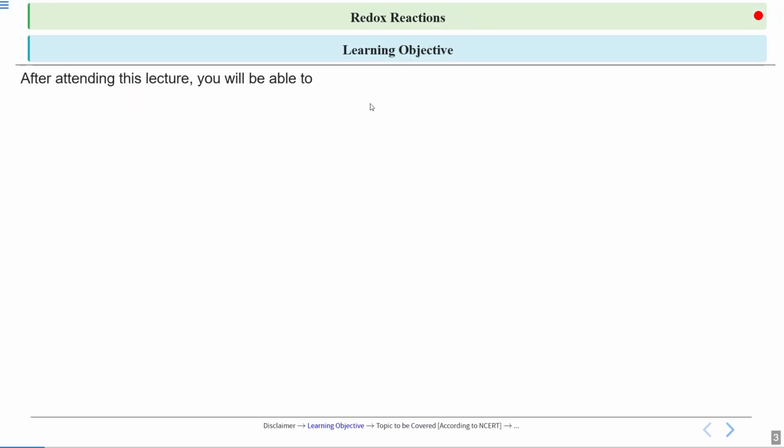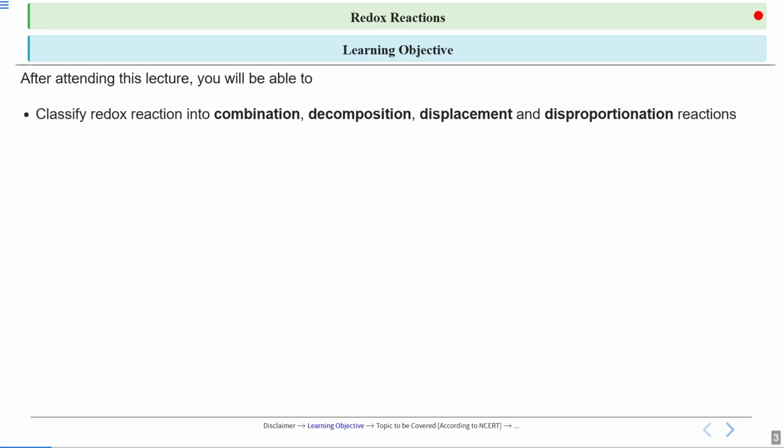Now, the learning objective: after attending this lecture, you will be able to classify redox reactions into combination, decomposition, displacement, and disproportion reactions. That means you will know about these reactions in detail. These are the basic types of redox reactions in which changes take place in the oxidation states.